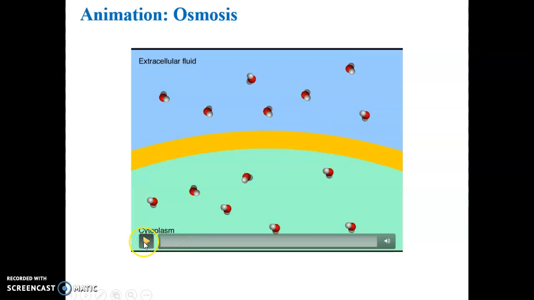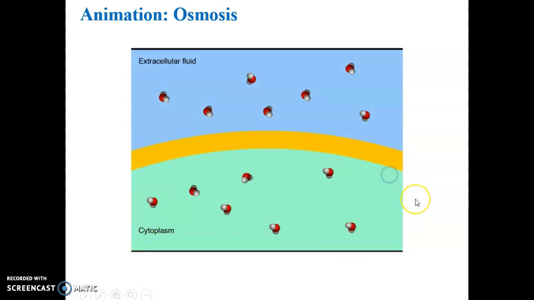Okay, quick little video here on osmosis. The plasma membrane is permeable to water molecules, and the movement of water into and out of cells is critical to life. Diffusion of water molecules across a selectively permeable membrane is a special kind of passive transport called osmosis. All right.